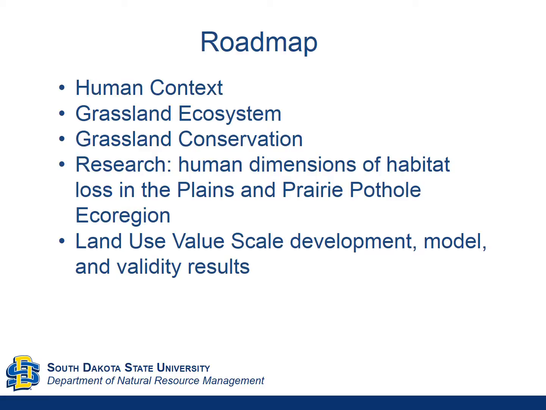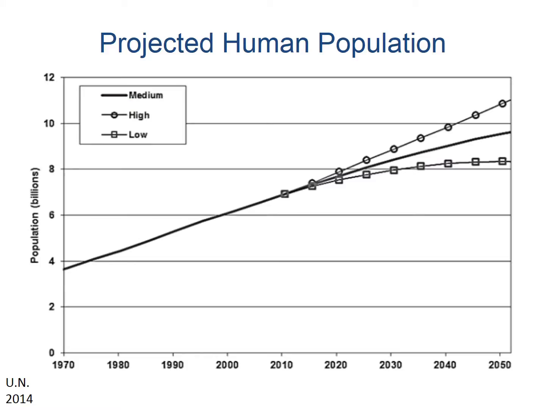Before I get started, let me give you a roadmap so you have an idea for where we'll be going today. I'll first give you the human context, then talk about the grassland ecosystem and conservation efforts. I'll give you a brief overview of my research and then move on to the land use value scale I developed. We live in a time of great natural resource management challenges.